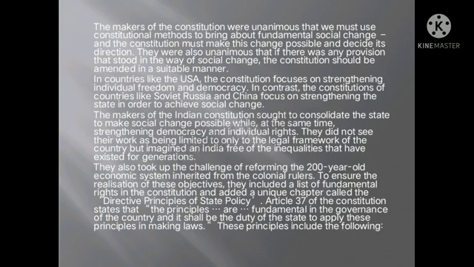They did not see their work as being limited only to the legal framework of the country, but imagined an India free of the inequalities that have existed for generations. They also took up the challenge of reforming the 200-year-old economic system inherited from the colonial rulers.